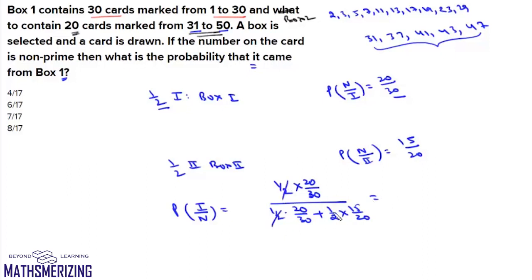Now here 1 by 2 will cancel. So we'll get 20 upon 30, and here it will be 60, 40 plus 45, so it will be simply 40 upon 85. So 5, 8, 40 and 5, 17. So this probability will be 8 by 17, and that's your option number D. So that's our first question.